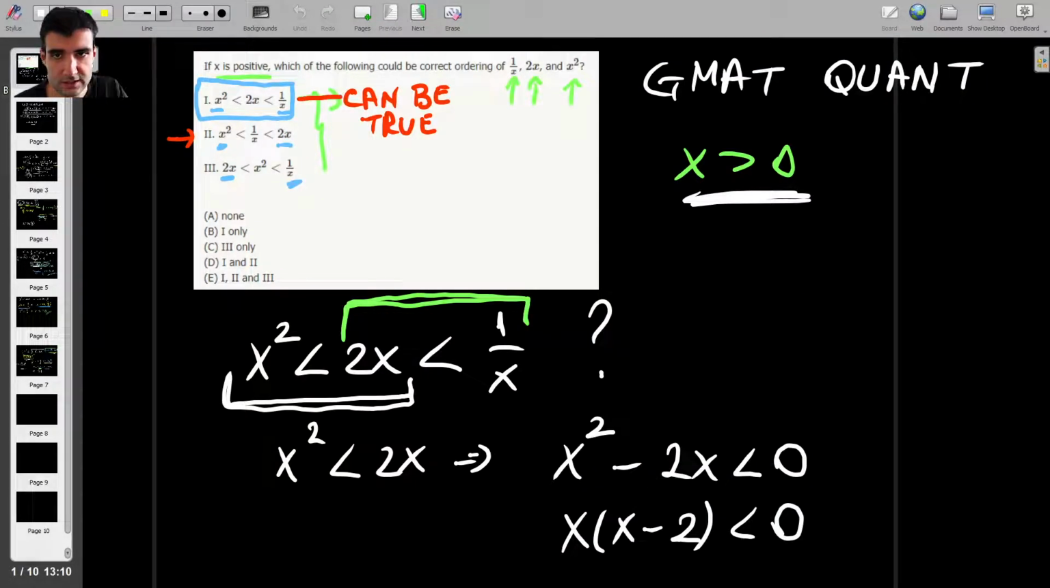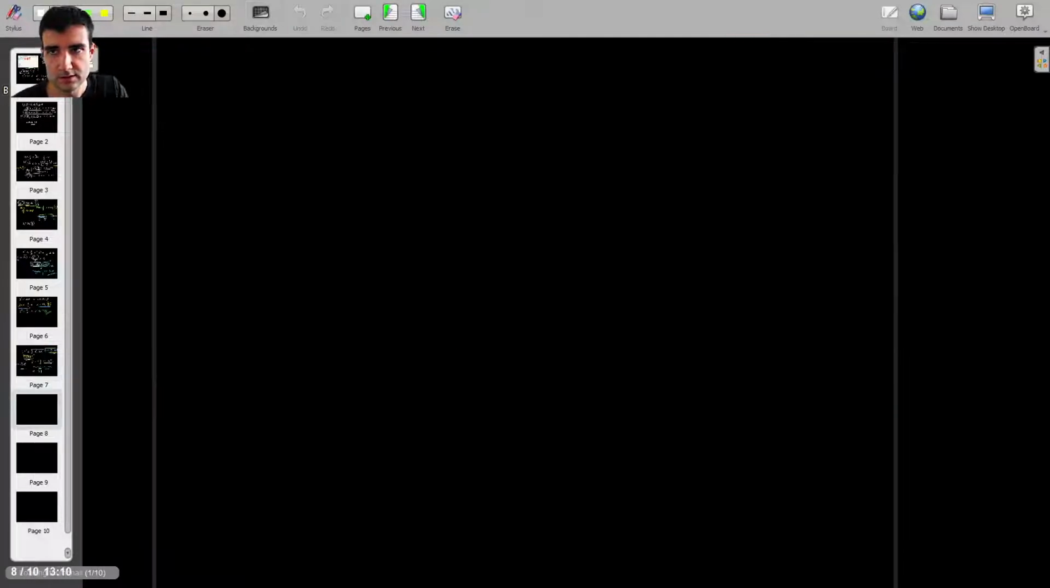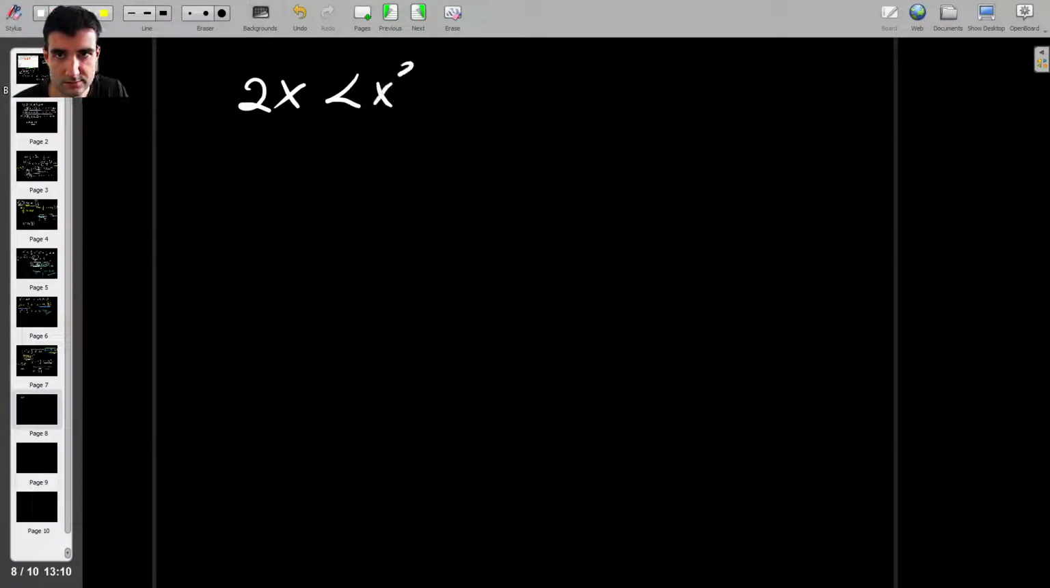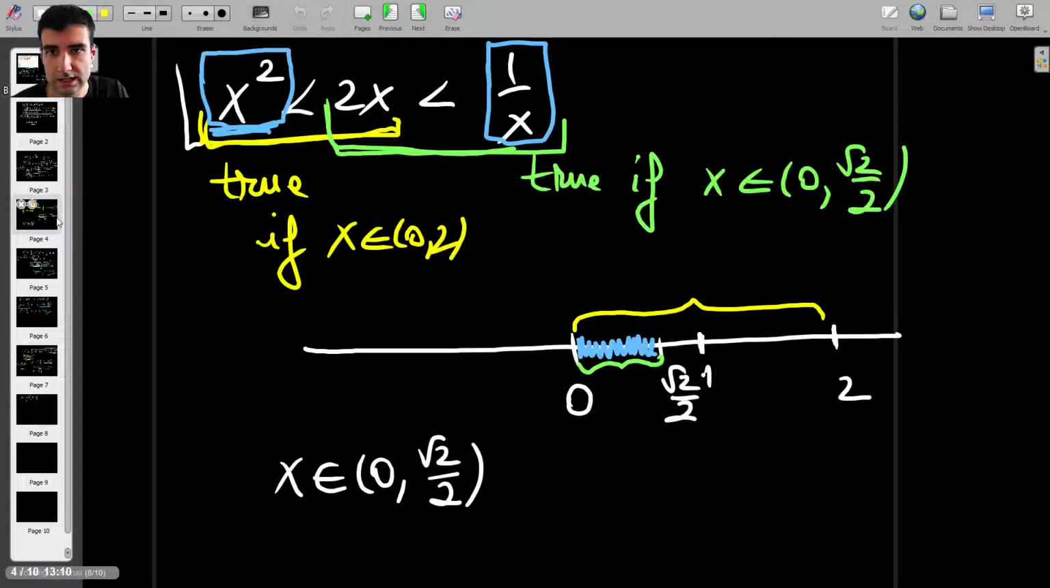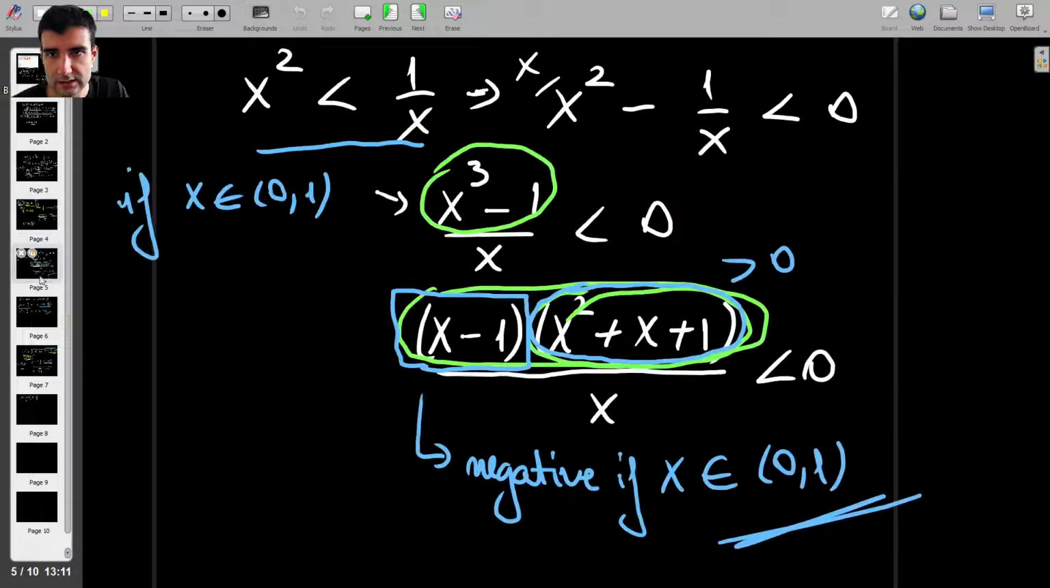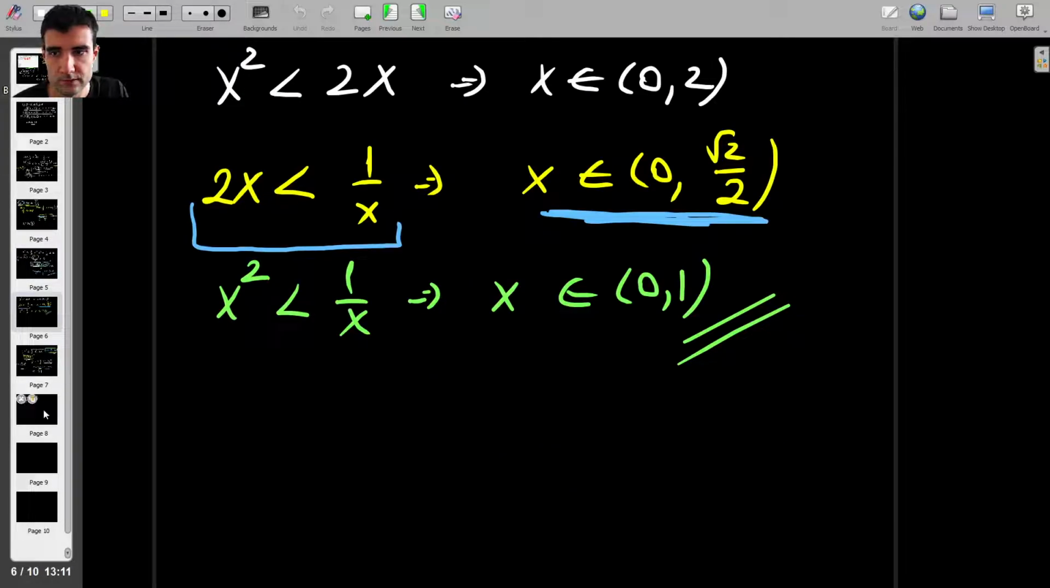So the first statement can be true. The second statement can also be true. Now let's look at the third statement. The third statement says that 2x is less than x squared and is less than 1 over x, like this. So again, let's take it step by step. Let's look at 2x less than x squared. Can this actually be true? For what values of x is this true? So what we're looking at is here. We look at 2x and x squared.